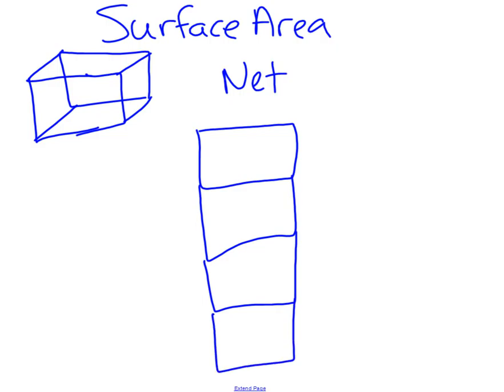So we take 4 rectangles to represent the front, back, top, and bottom. And then we're going to have 2 more off to the side to represent our 2 bases. And it doesn't really matter where they go. You just need to have 1 on one side, 1 on the other. They have to be on opposite sides, but that's about it. So I could have put this one down here.